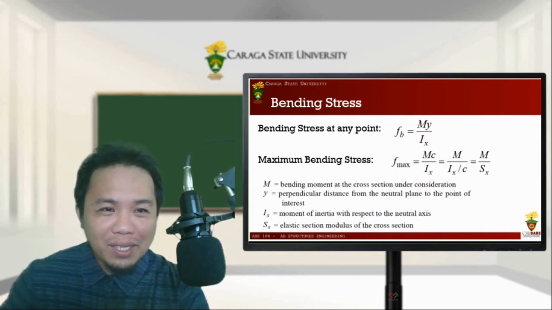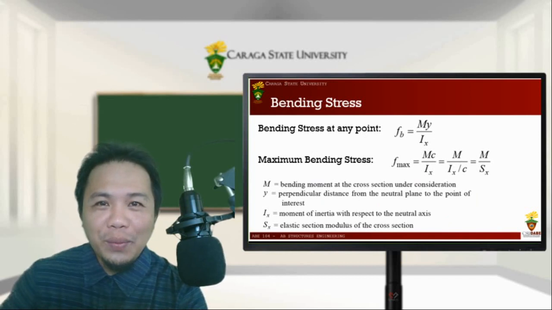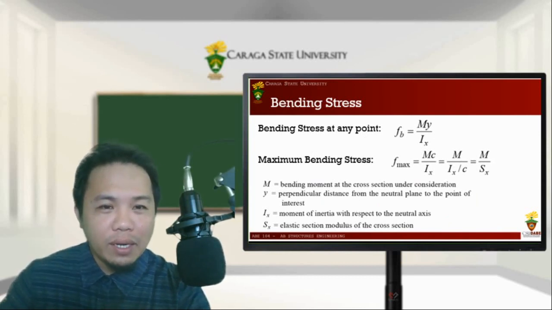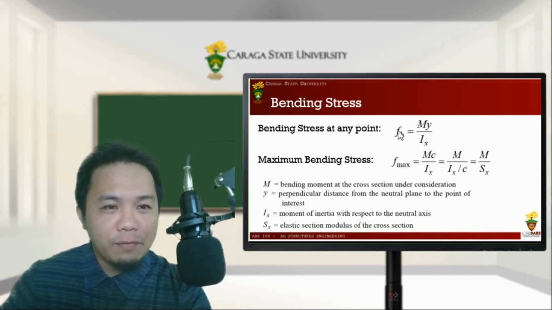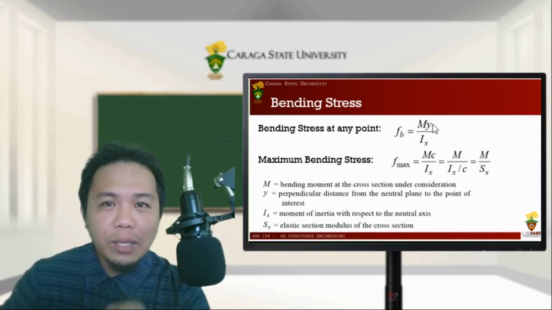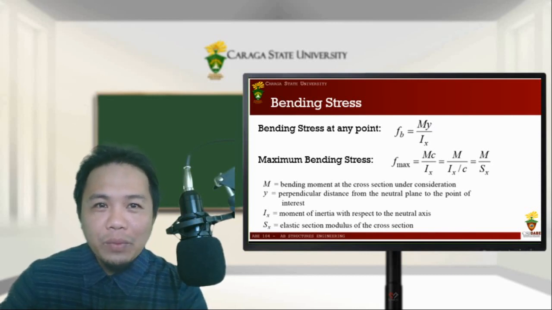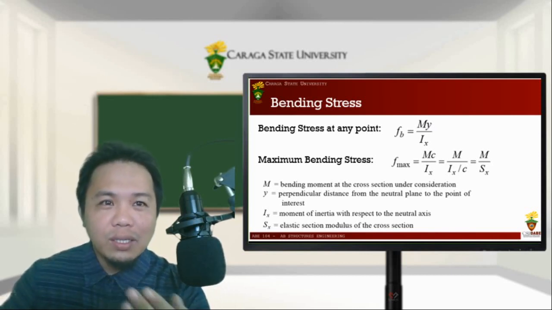Okay, so I will not show the derivation of this formula. I think you already know. So this is the bending stress formula: fb is equal to My over Ix. Y is the distance of any point from the neutral axis. At the neutral axis, there is no compression and also no tension.